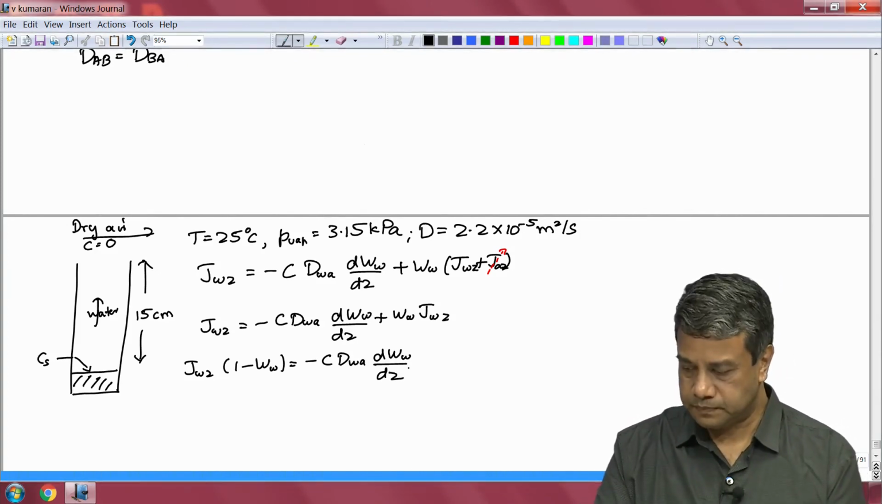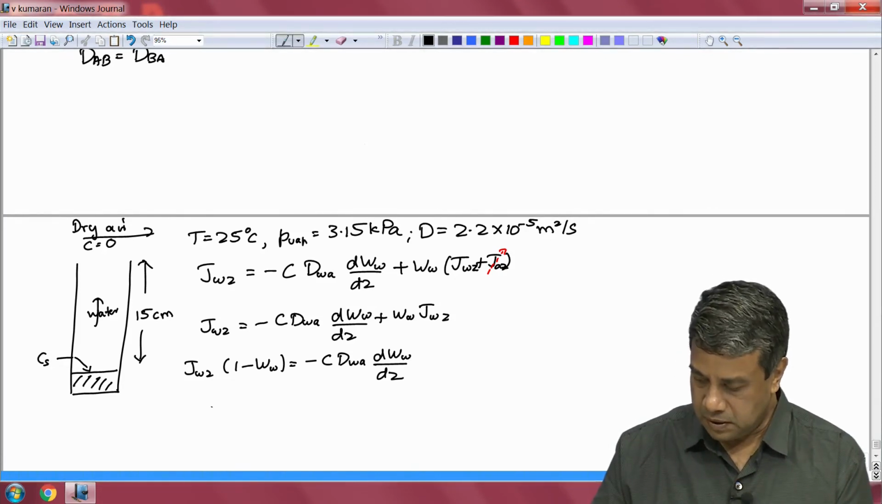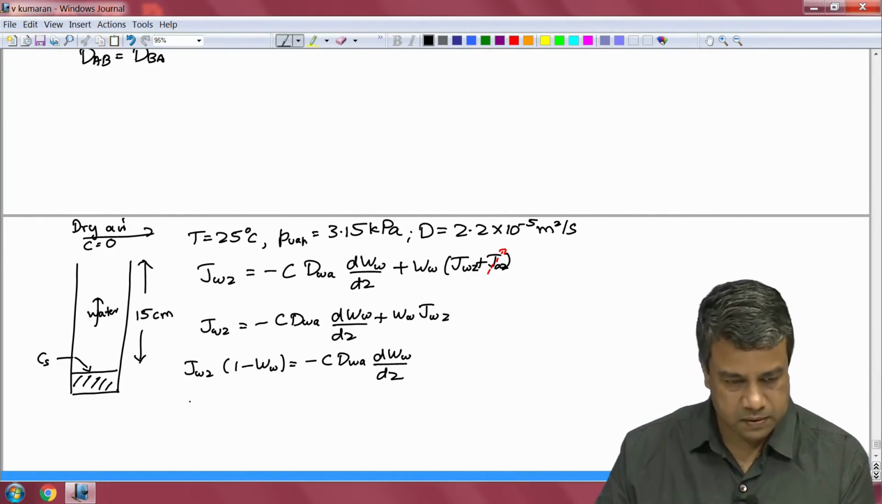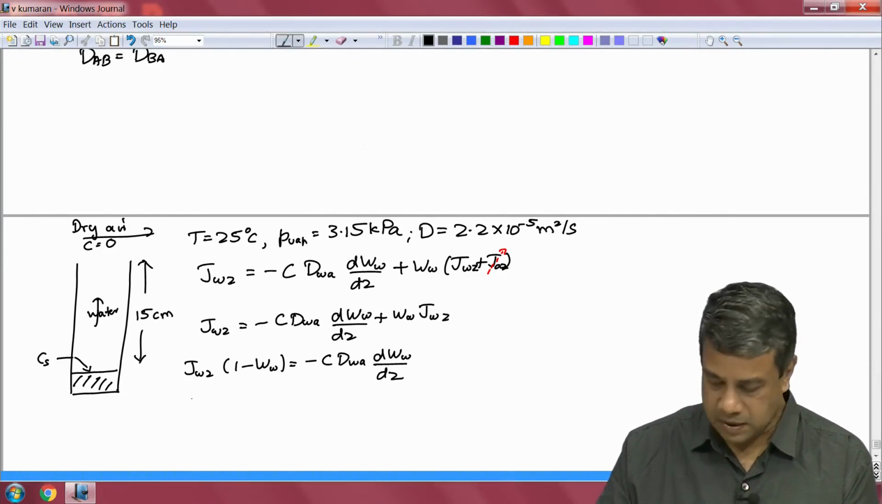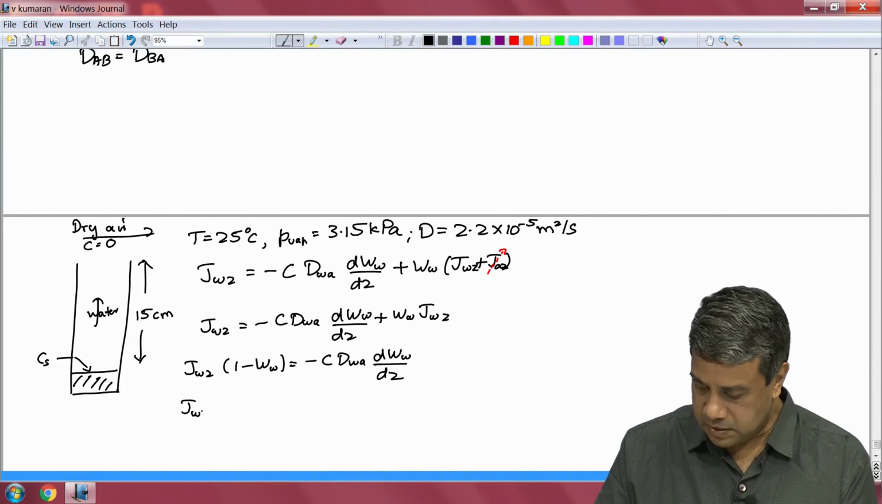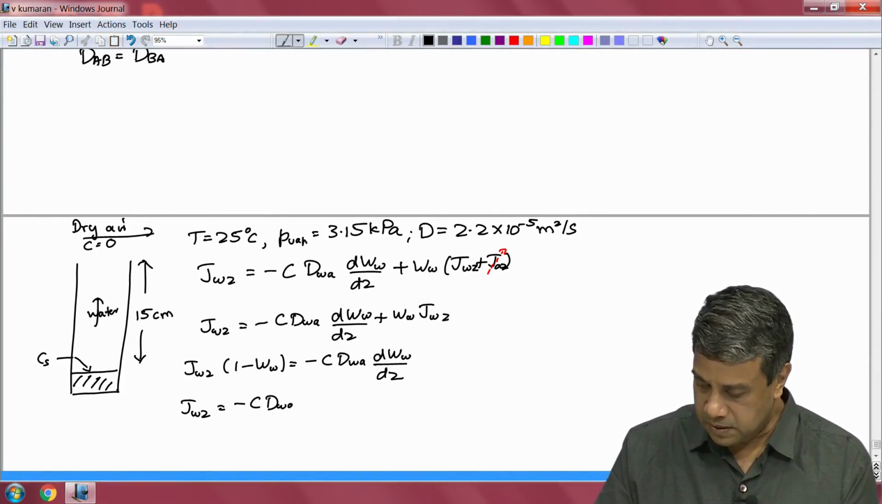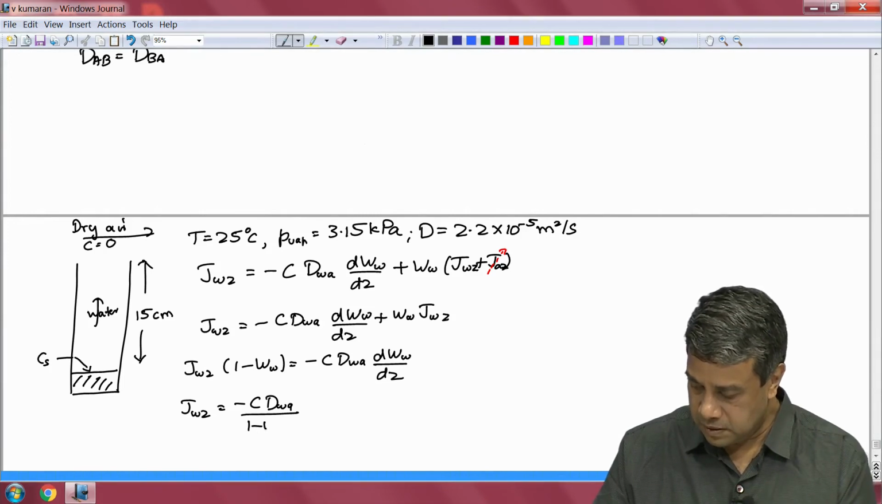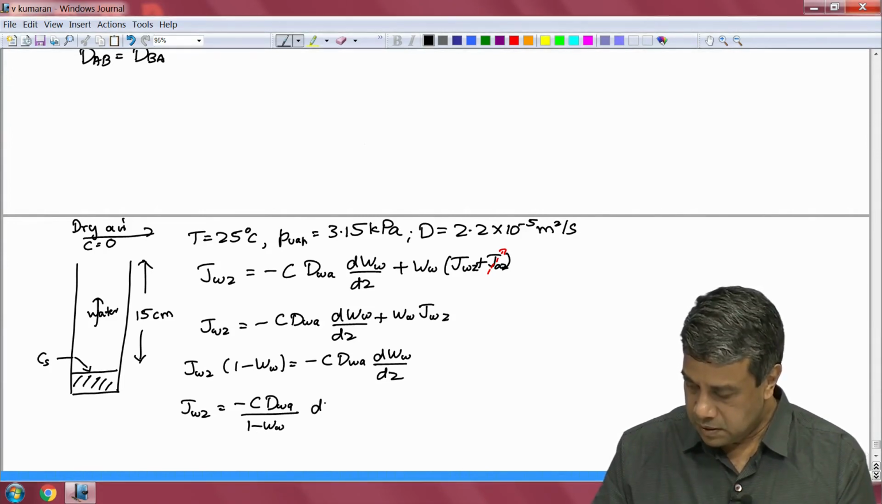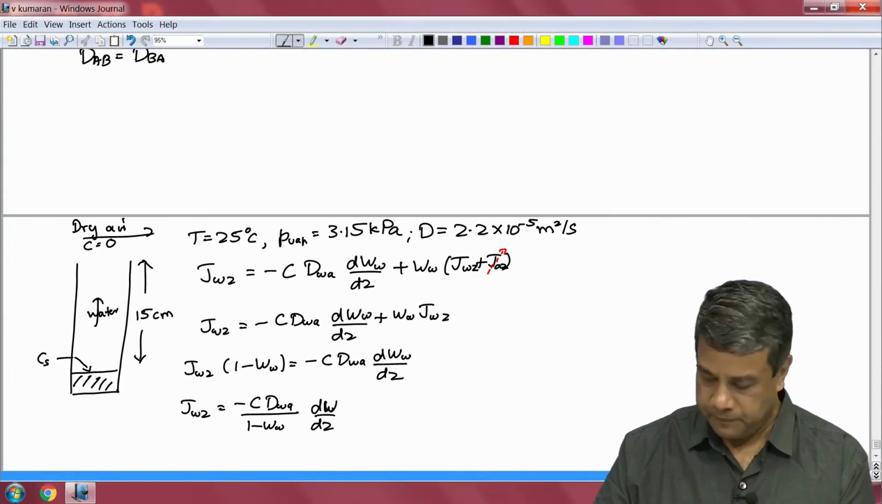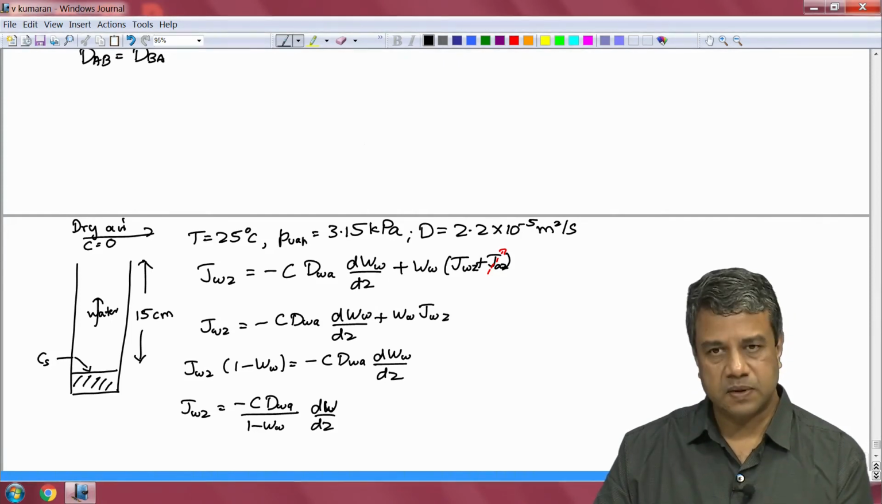Okay. And I divide throughout by 1 minus W and C dWA, and I will get JWZ is equal to minus C dWA by ... Integrate this once with respect to W.